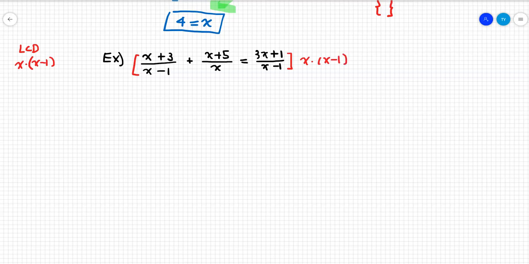So the first term, x minus 1 cancels out, but it leaves us with x plus 3 times x. So x times x plus 3. Plus, second term, x is canceled out, but we still have x minus 1, so we have to multiply that. So I have x plus 5 times x minus 1. On the last term, x minus 1 cancels out, so we're going to multiply x times 3x plus 1.